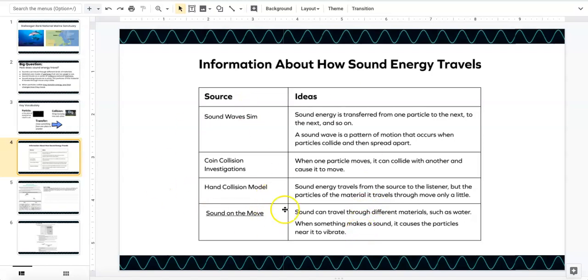So these are different sources. When we think about our sources, we're going to be provided some sources on the classwork as well as the assessment. But when we want to think out of the box, we can also think of these as sources and evidence. We can get evidence from the sound wave simulation. We can get evidence from the coin collision and Sound on the Move. Everything that we've been learning and all of the texts and simulations we've been observing and reading, that's your evidence. Those are your sources. That's where we've been learning and getting information to help us answer the question.